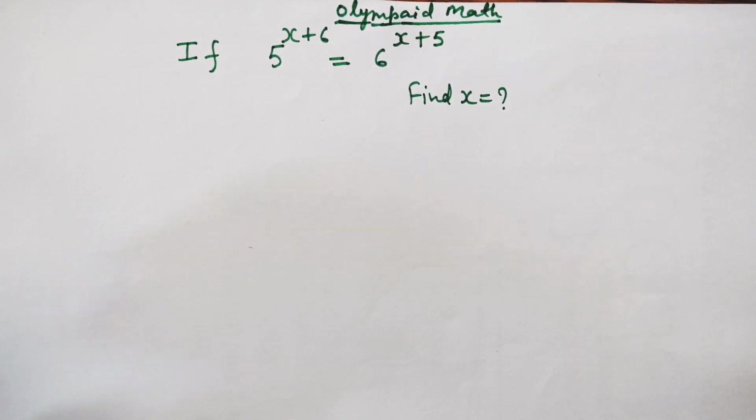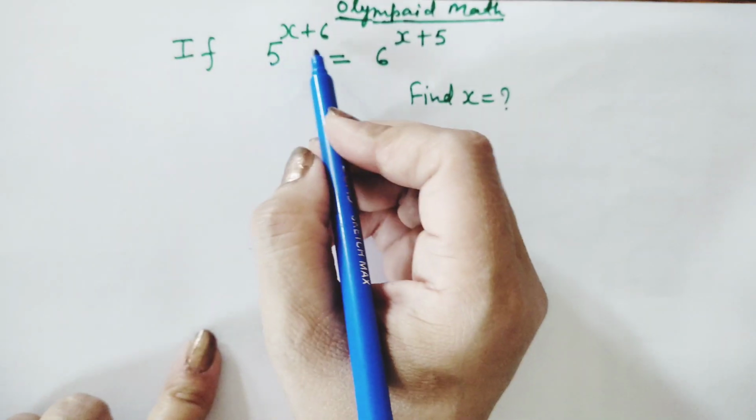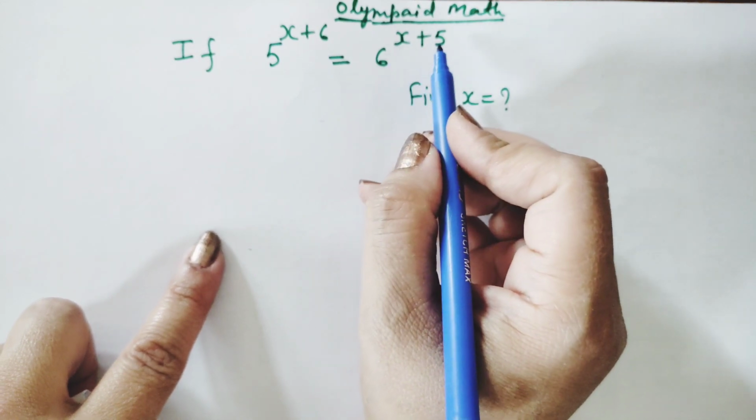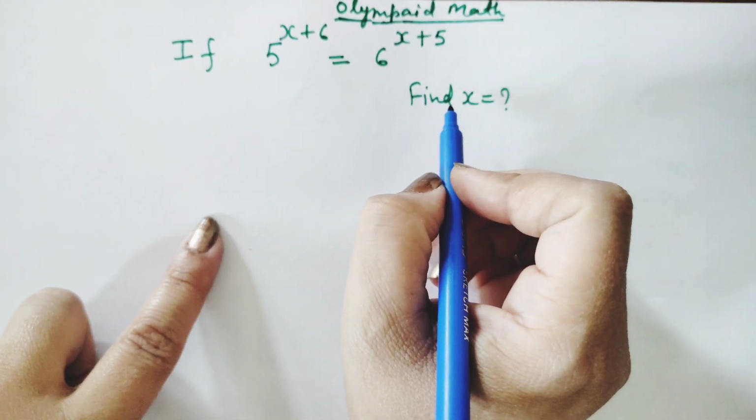This is the exponent question in which if 5 raised to the power x plus 6 equals 6 raised to the power x plus 5, and here we need to find the value of x.